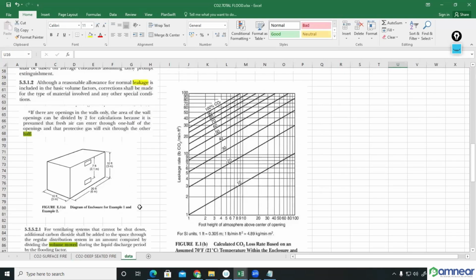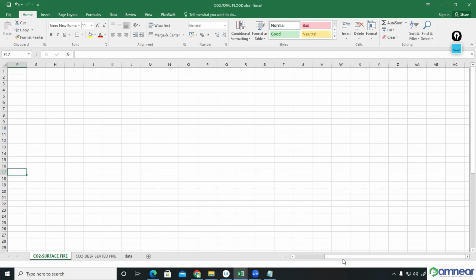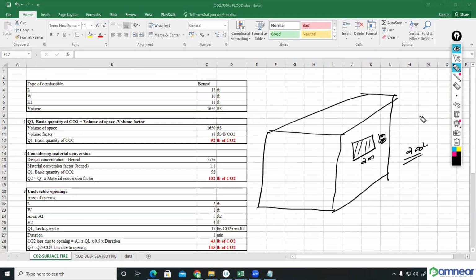When you are considering the height, from the middle of this opening to the top side, how much height you have, this one you have to select. Based on this height, you have to select a value. Anyhow, if you have an unclosable opening, through this opening a little amount of carbon dioxide will go outside when you are spraying it. At the same time, the air will be entering inside as well. That's why for carbon dioxide loss due to the opening, you will have an allowance. That allowance has to be added along with this 102 pounds.